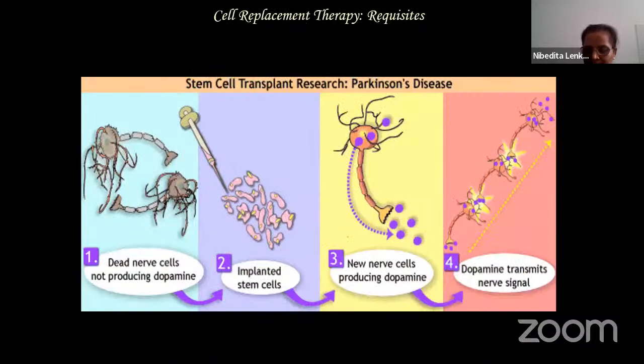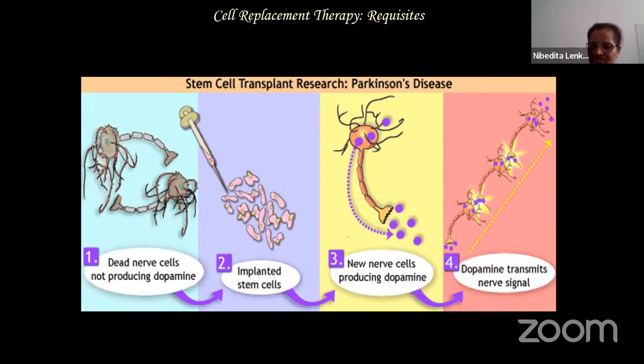But one has to also maintain caution. When you are thinking of cell replacement therapy, the first thing you have to see is what cell types you are interested in. As I talked to you about Parkinson's, there are dead nerve cells which are not producing dopamine, so you have to implant. Then you have to see whether they are indeed producing dopamine or not. We have seen that they also produce dopamine. And before implantation, we have shown they have dopamine secretion potential. Even after implantation they do secrete. So these are the different steps.